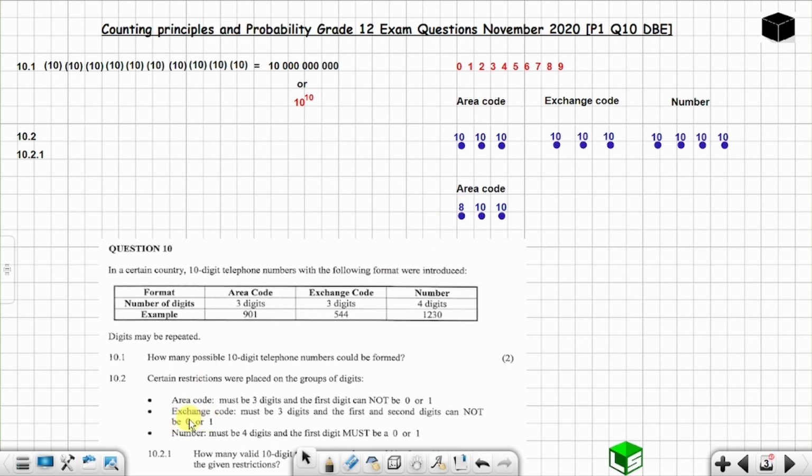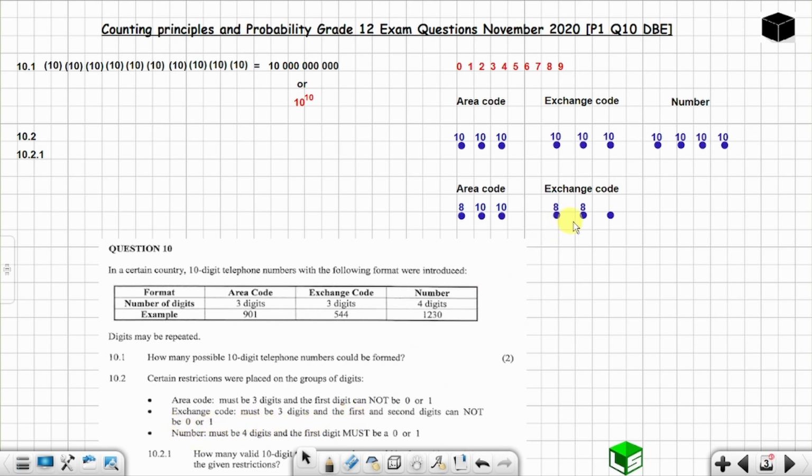Now for the exchange code, there is a restriction. Exchange code, you're still going to have 3 digits. Exchange code must be 3 digits, so let me have 3 circles. And you are told the first and second digit cannot be 0 or 1. So you are going to exclude 0 and 1, so you are going to have only 8 options for the first and second digit.